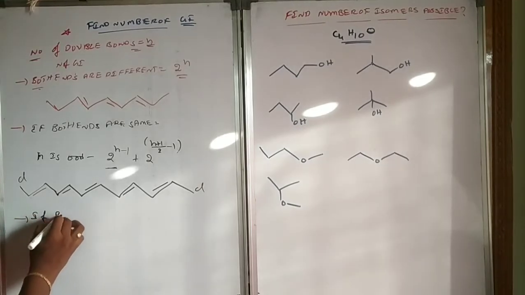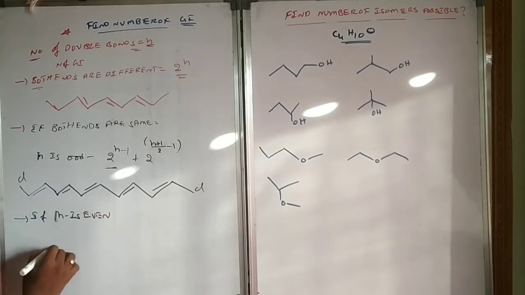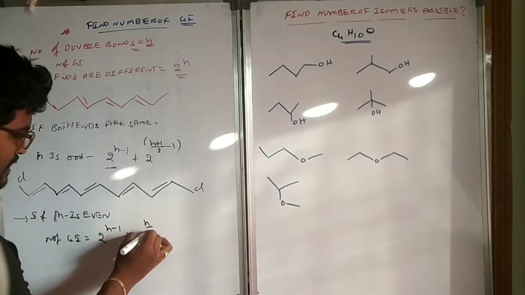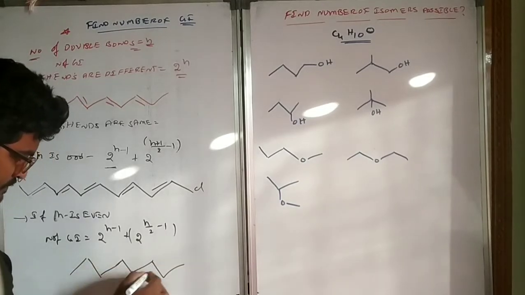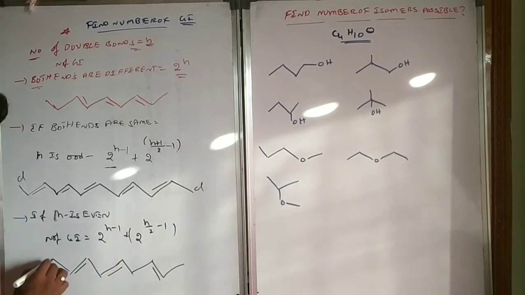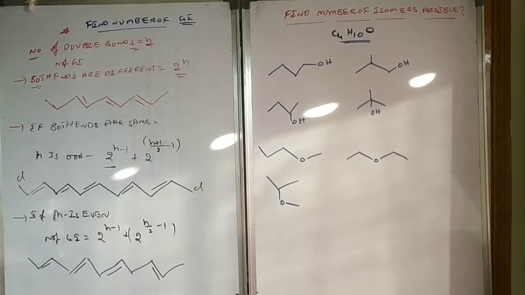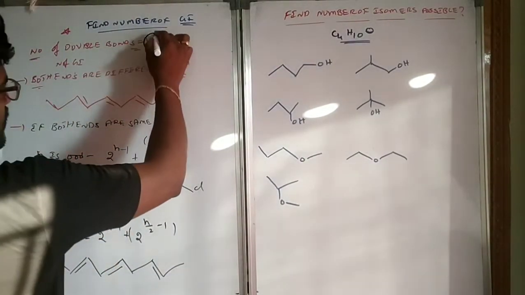If n is even, then the number of GI is equal to 2 power n minus 1 plus 2 power n by 2 minus 1. This one you see, both ends have methyl groups, and 1, 2, 3, 4 double bonds are there like this. We can find the number of geometrical isomers. So the number of geometrical isomers depends on the number of double bonds.